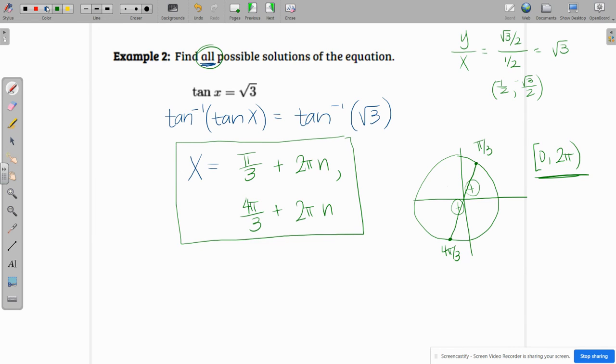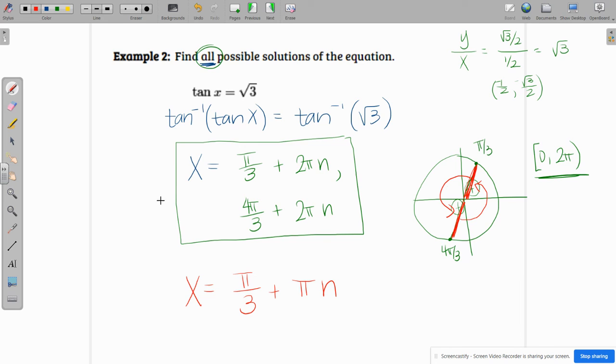Now, in this case, there is actually another way to write the same exact thing. And what you can notice is that pi over 3 here, if I add pi to it, which is 3 pi over 3, I land on 4 pi over 3. And if I add pi again, I land back here coterminal with pi over 3. So if I keep adding pi, I'm going to bounce back and forth between these two angles or what's coterminal with them.